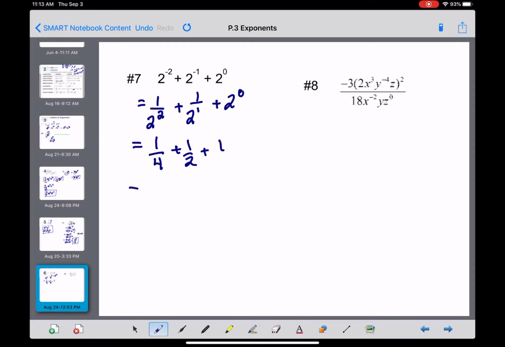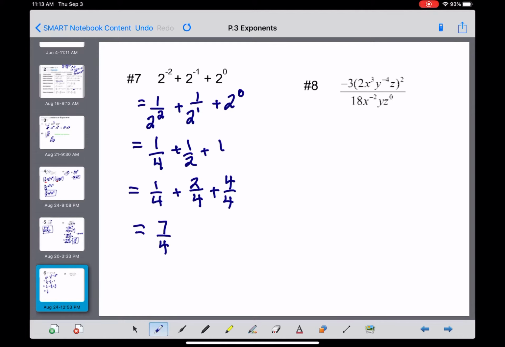We need like denominators. So I'm going to change the denominator. 1/2 is the same as 2/4, and 1 is the same as 4/4. So now I can just add the numerators, and we get 7/4.